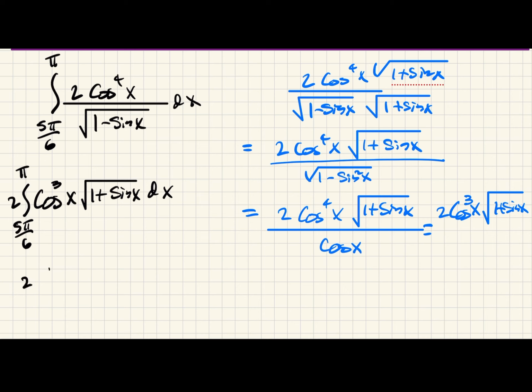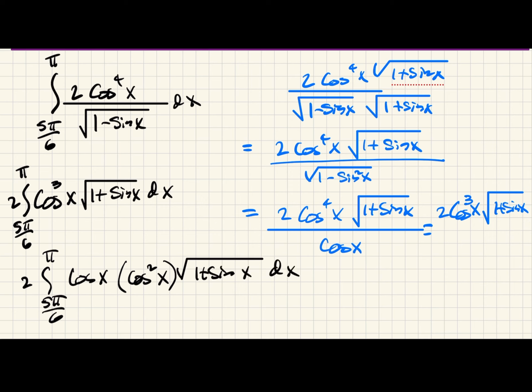So this would be 2 times the integral from 5 pi over 6 to pi of cosine x cosine squared x square root of 1 plus sine x dx, right? Now we have 2 times the integral from 5 pi over 6 to pi of cosine x times 1 minus sine squared x times the square root of 1 plus sine x dx.